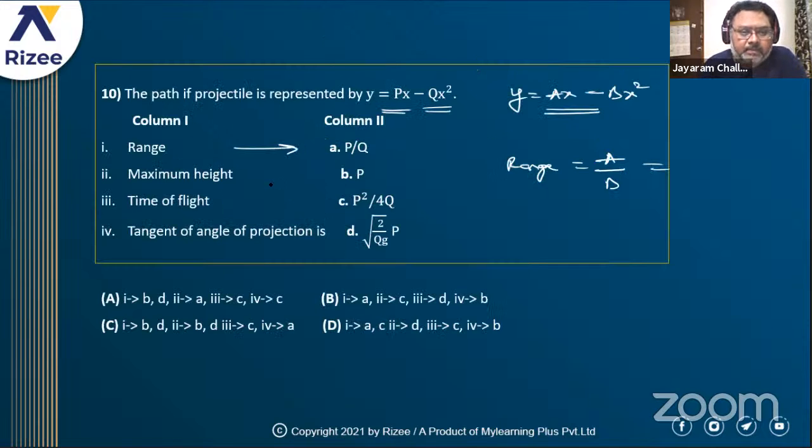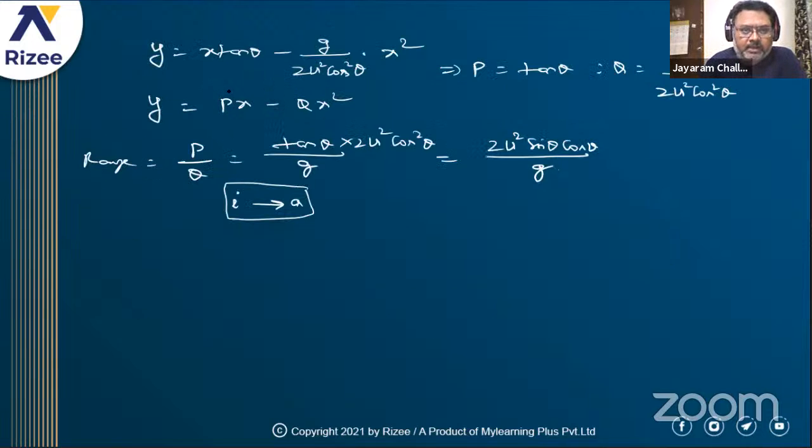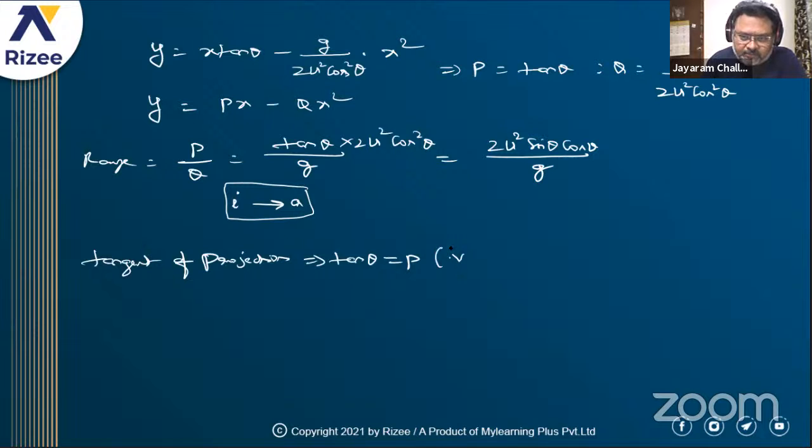Now coming to the second part, instead of this one, I'll go for the fourth one, tangent of the projection. On comparison here, what is the tangent of the projection? Tangent of projection. That implies tan theta should be equal to the P. So it is the fourth one. Fourth is being matched to the P. Where is P? B. So fourth has to be matched with the B.